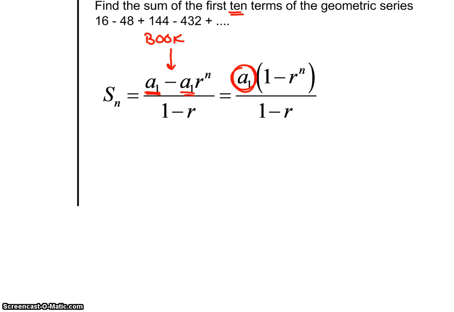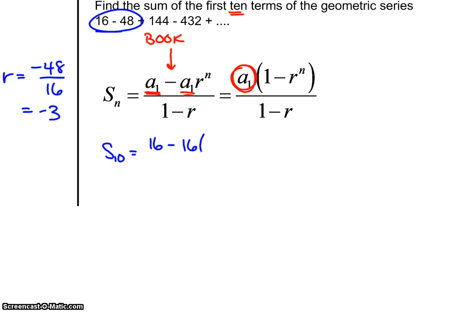So to just kind of show what we're going to do, we're going to plug in what we know. Okay, so if I want to find the sum of the first 10, my first term minus my first term, okay, go find your common ratio. The negative has to come with the 48, divide by 16, negative 3. 10 terms. Notice, we're not dealing with n minus 1 here. That's the first time we're not dealing with n minus 1. 1 minus my common ratio.